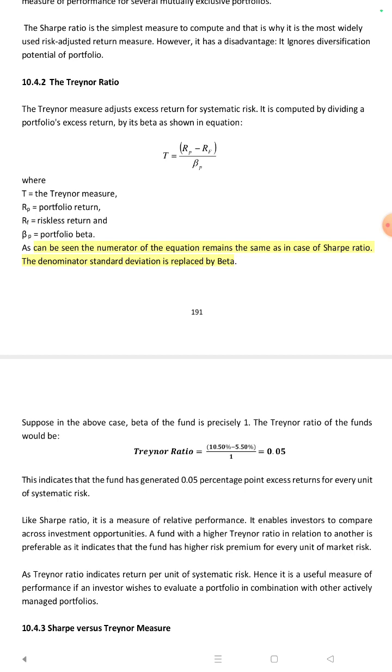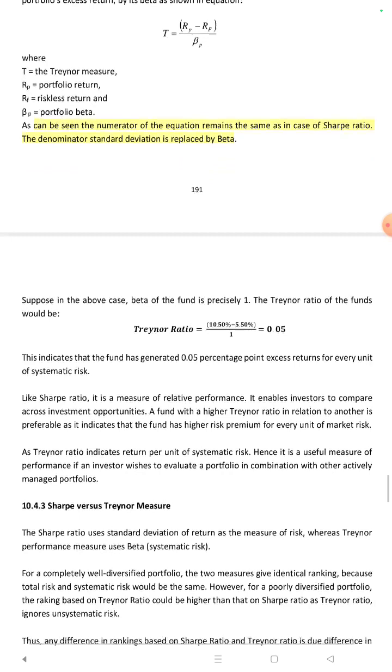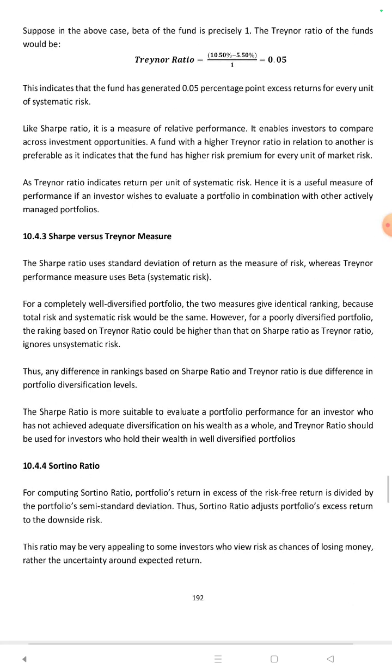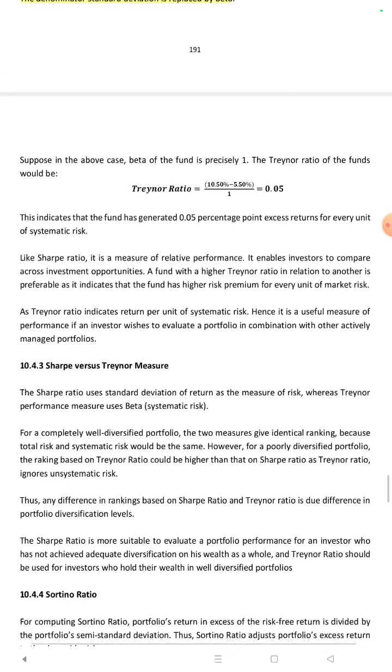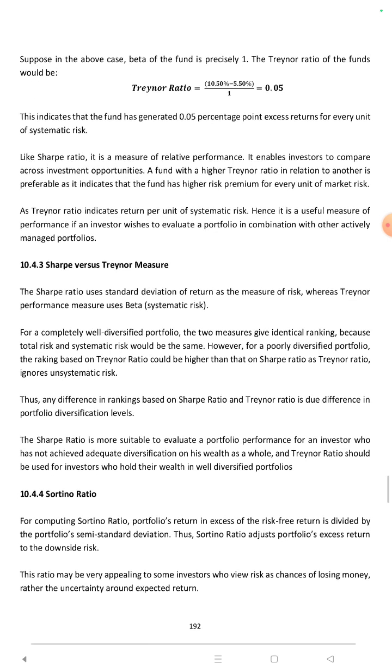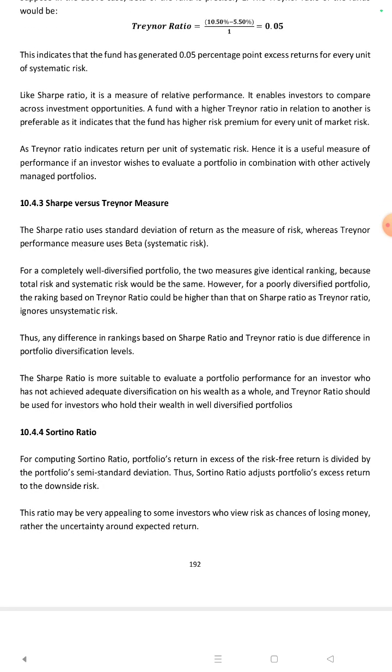Suppose in the above case, the beta of the fund is precisely 1. The Treynor ratio of the fund would be 10.5 minus 5.5 divided by 1, which is equal to 5. This indicates that the fund has generated 5 percentage points of excess return for every unit of systematic risk.